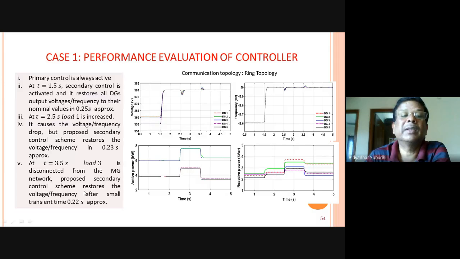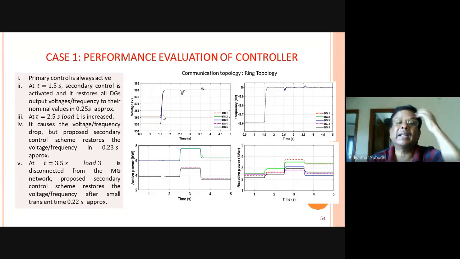So then we simulate our controller that I discussed, and compare the cases. Case 1: we have chosen a ring communication topology, then what happens? This graph shows that there are 5 DGs, and at 1.5 second we switch on the secondary control that we designed. As soon as we switch on, all of these DC voltages are stabilized at 380 volt.